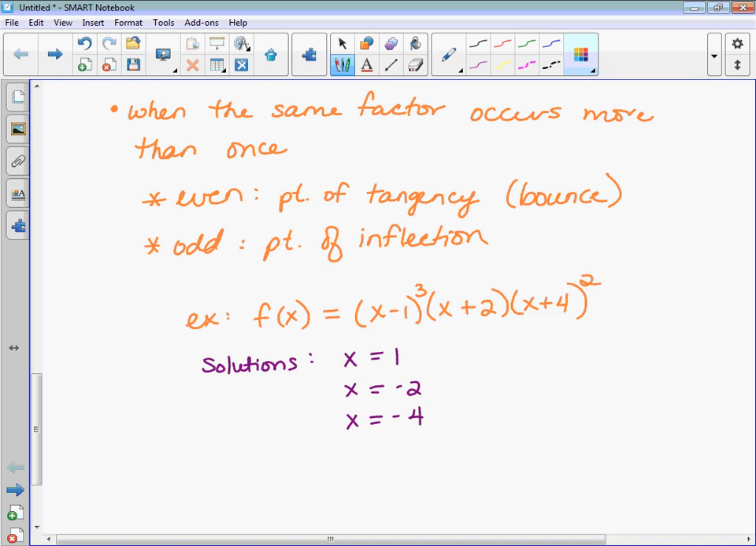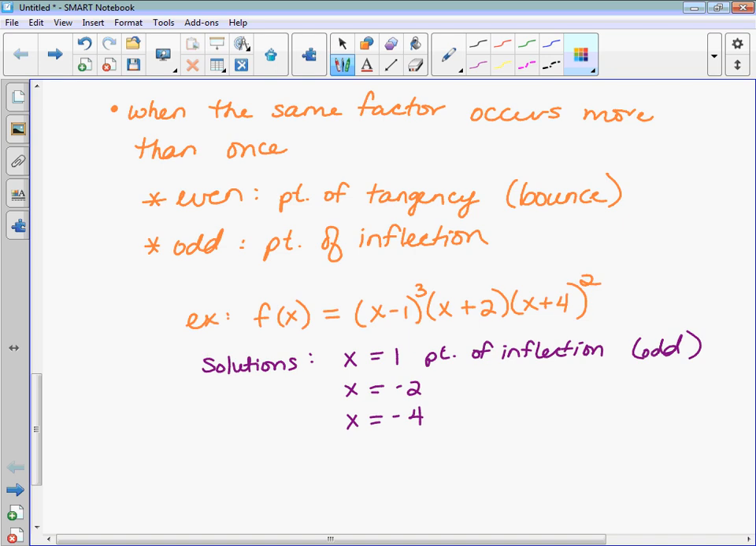But then let's talk about the multiplicity. So x minus 1, that's raised to the 3rd power, right? Is that an even or an odd exponent? Okay, so at x equals 1, you would have a point of tangent, I'm sorry, a point of inflection, because that one has odd multiplicity. I'll show you on a graph what it looks like. You know a cubed graph? That's what a point of inflection is. It kind of levels out and then goes up again.